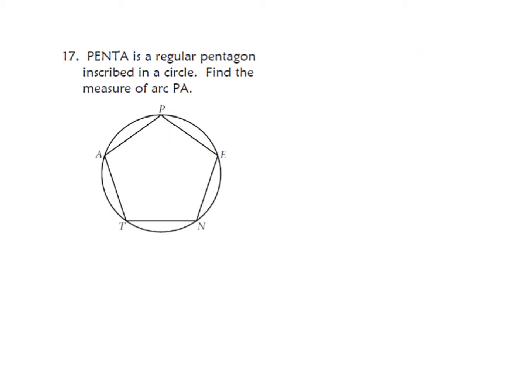For the next one, it says, penta is a regular pentagon inscribed in a circle. Find the measure of arc PA. All right, so if this is a regular pentagon, that means all 5 sides are congruent. So that means all 5 arcs are congruent as well. So I really just need to take 360 and divide that by 5. So that is 72 degrees. So every arc is 72 degrees.